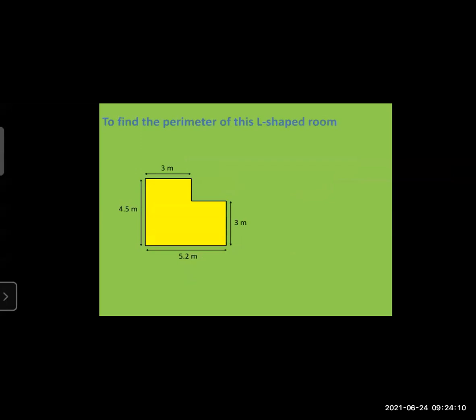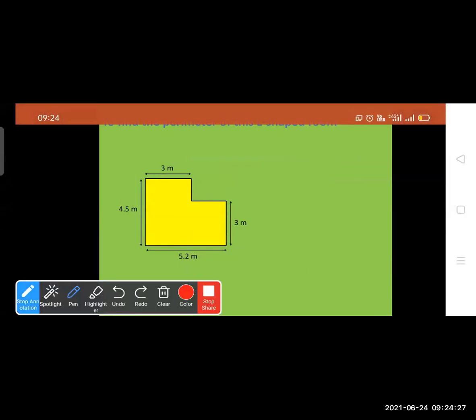Then again we find the perimeter of this L-shaped room. This room has an L shape. First we know the value of all these sides. See 4.5, 5.2, 3, 3. First we find these two sides. If this whole side is 4.5 and we subtract 3 from this, we get 1.5 meter. This one is 5.2. When we subtract 3, then we get this one: 2.2. Then we get all the sides, then add all, we get the perimeter of the L-shaped room.